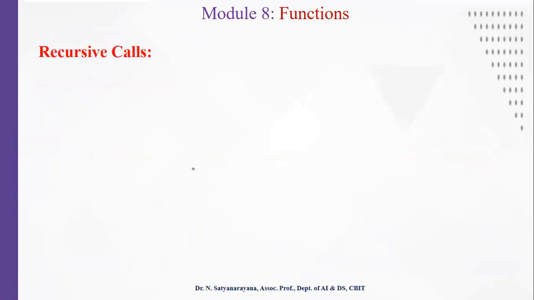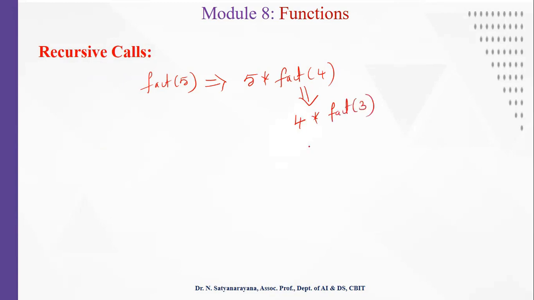So how will this actually work out? Let us see. Imagine that I am calling fact of 5. If you look at the definition, it becomes 5 star fact of 4. And fact of 4 will be replaced again with 4 star fact of 3, and then fact of 3 is replaced with 3 star fact of 2. The recursion goes on, and fact of 2 is replaced with 2 star fact of 1. For fact of 1, because n becomes 1, it is replaced with 1, where the recursion stops.